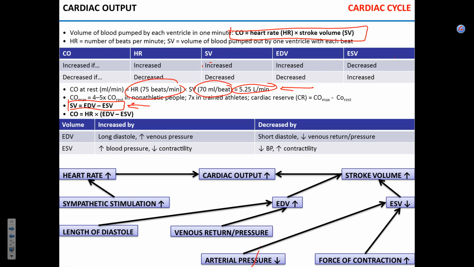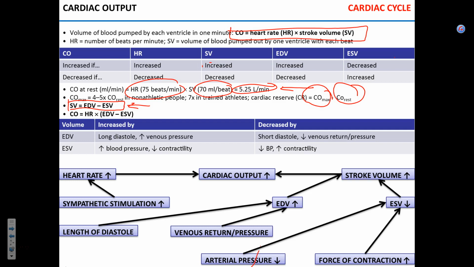In regular folks, cardiac output can be increased 4 to 5 times, either by the heart pumping harder or the heart pumping more frequently. Does it make sense to you? Or both. In athletes, it can be up to 7 times more. The difference between maximum cardiac output and resting cardiac output is called cardiac reserve. Does that make sense?